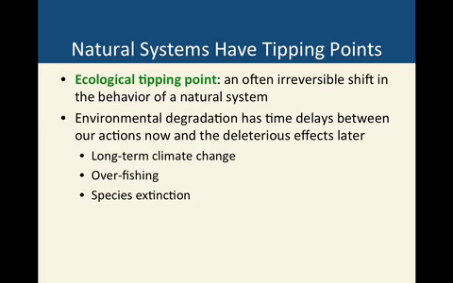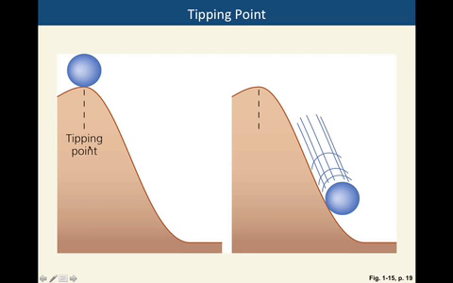Ecological tipping point is this irreversible shift from some kind of environmental degradation or natural capital degradation. Things like climate change, overfishing, and species extinction are right here at this tipping point. And once we push past that tipping point, we say that we reach the point of no return. And we can't push this ball back uphill, or if we try, it becomes very, very difficult. So the goal here is to prevent that tipping point from occurring.